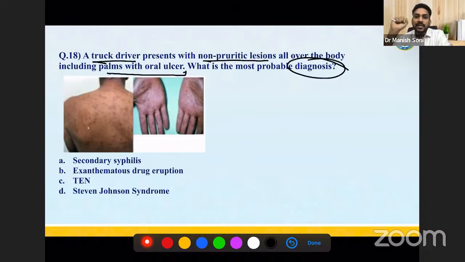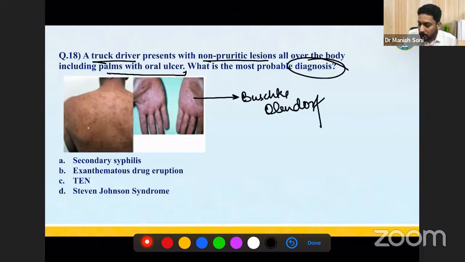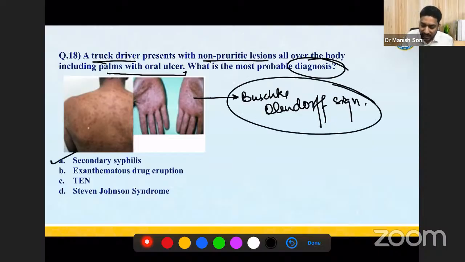And in this case, you can see that non-pruritic rashes are present over the palm, as you can see here. And in these rashes, you can elicit one sign, known as Buschke-Ollendorff sign, where if you press the lesion with a blunt object or the head end of a pin, there is deep dermal tenderness. This is known as Buschke-Ollendorff sign, which is seen in secondary syphilis. So this is a case of secondary syphilis.